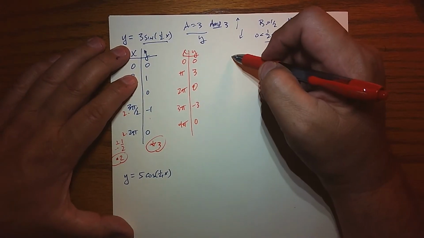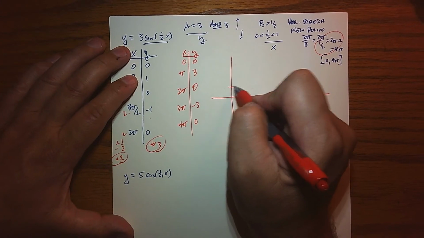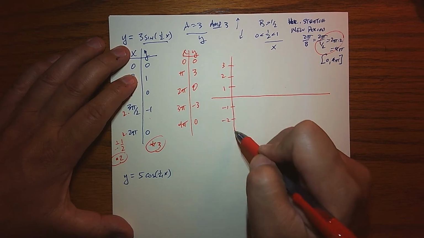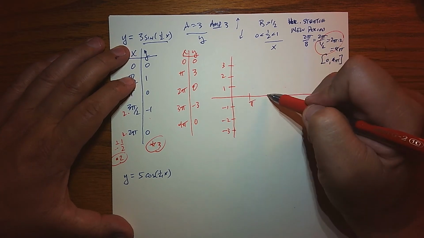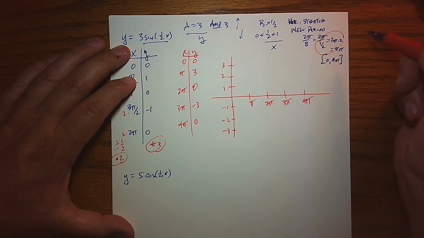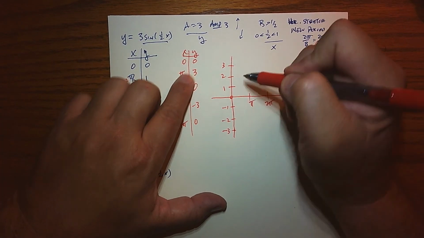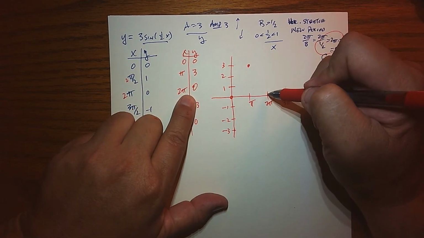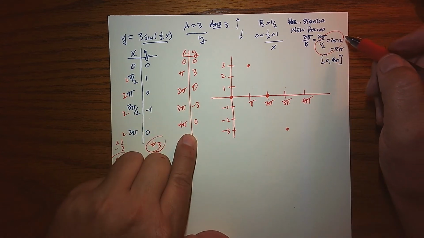So when we go graph this, for my y scale, how about we go 1, 2, and 3, -1, -2, and -3. And for my x axis, we're going to go in terms of pi: pi, 2 pi, 3 pi, and 4 pi. And so where's all my manipulated data? Well, we have 0, 0. We have pi and 3. We have 2 pi and 0. We've got 3 pi and -3. And we got 4 pi and 0.